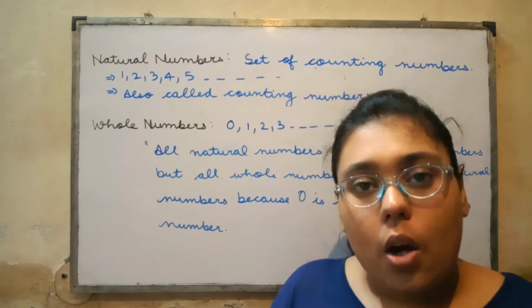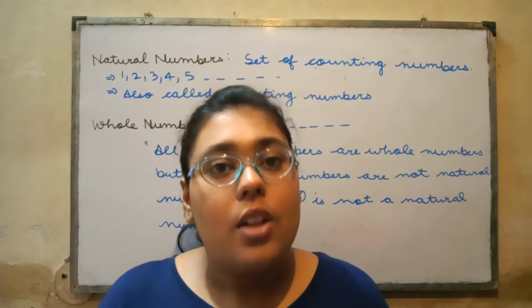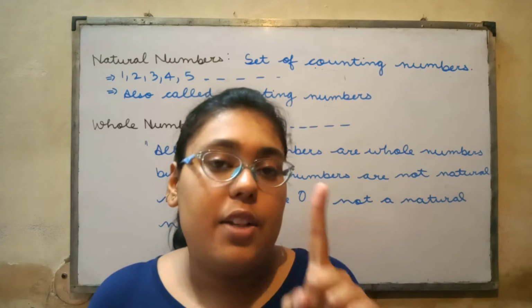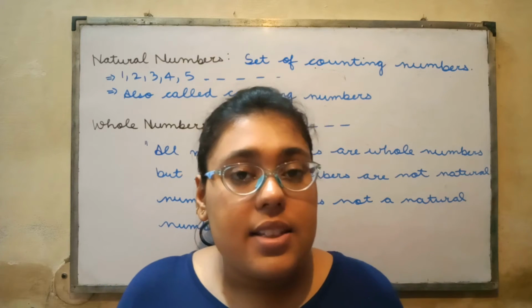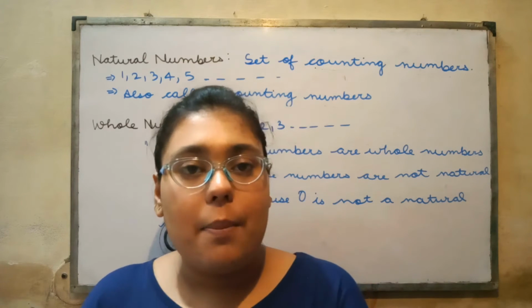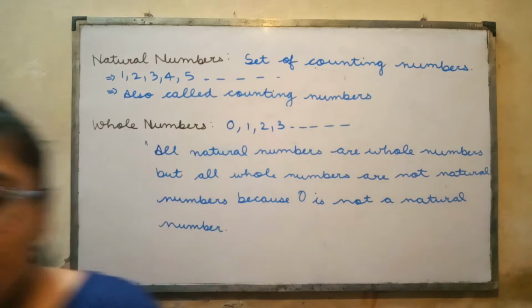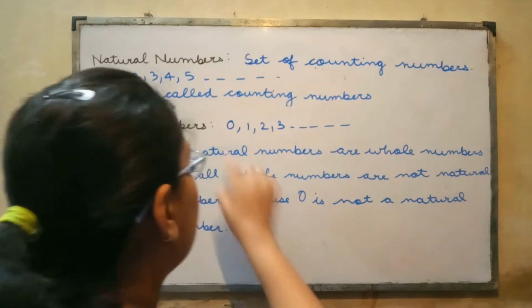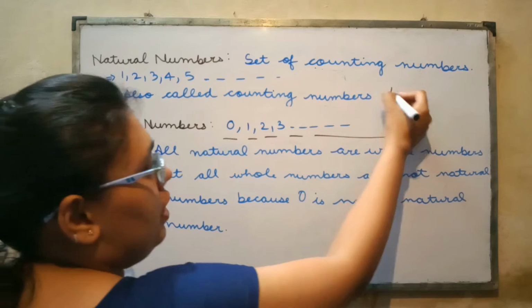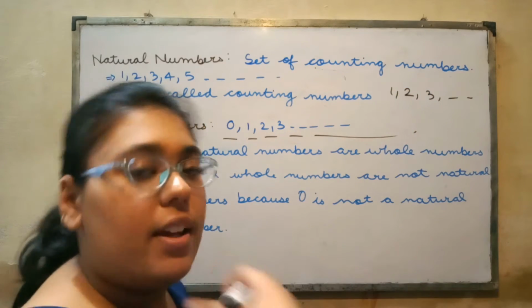Okay? So now we come to our second category, that is the whole numbers. The whole numbers are very similar to natural numbers. There's just one difference in both of them. That is, in whole numbers, we include a 0, while all the remaining numbers remain the same. This means that the whole numbers will start from 0. That is 0, 1, 2, 3 and so on. While the natural numbers will start from 1. That is 1, 2, 3, 4, 5 and so on.